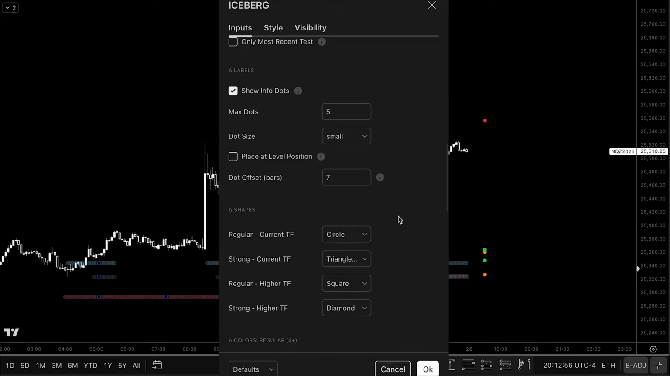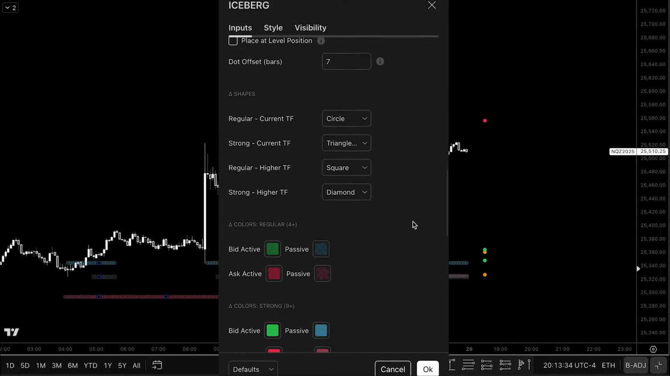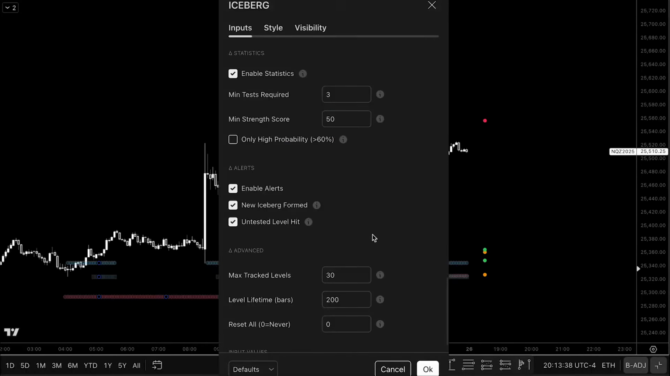Additionally, you'll notice here the info dots section. You can make the dots small, tiny, larger. I don't place it at the level position because it can limit the amount of look back. Just the way TradingView and PineScript works, it can represent fewer levels, right? So I keep it as is, and you can show the amount of info dots as well. I like to keep it at 5 because otherwise you just get too many dots and it gets messy. And that's kind of it.